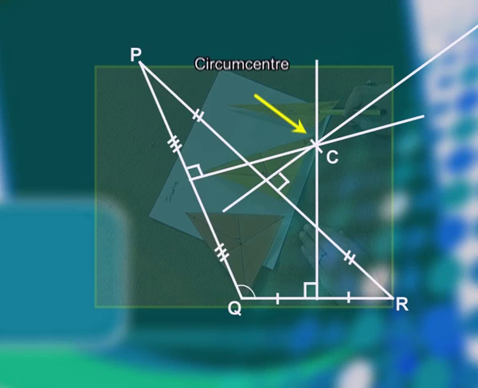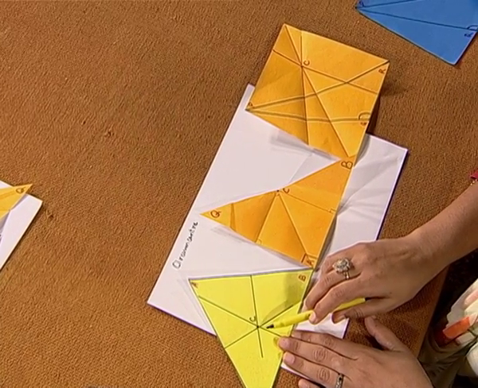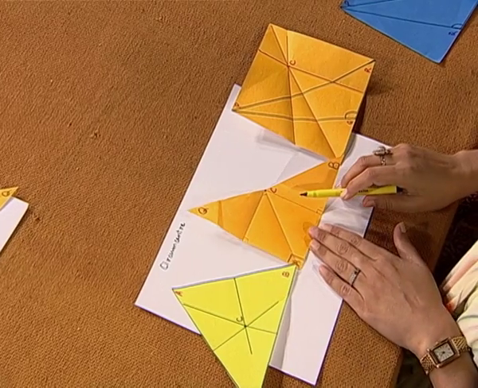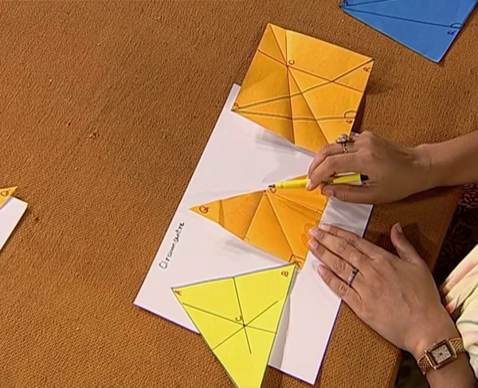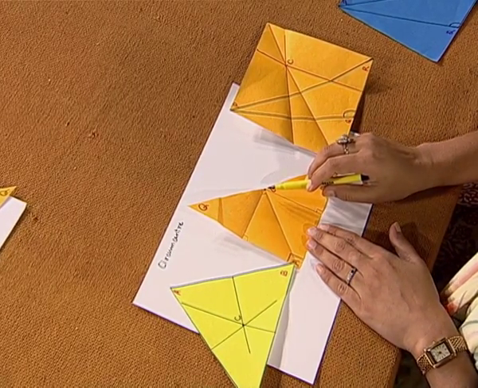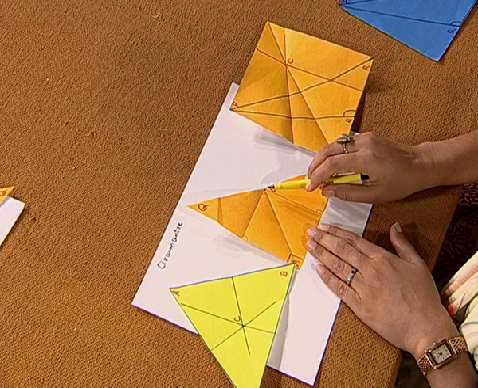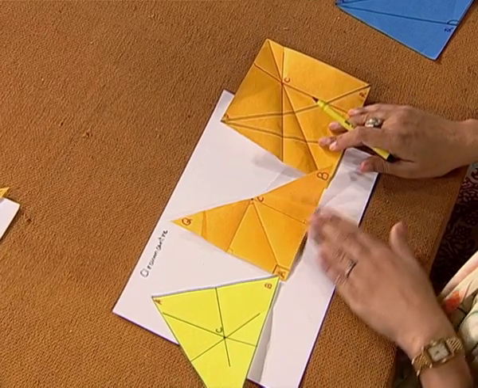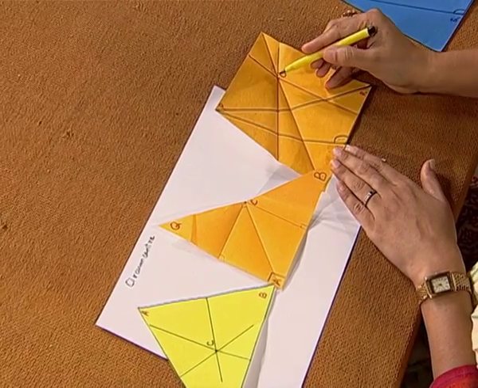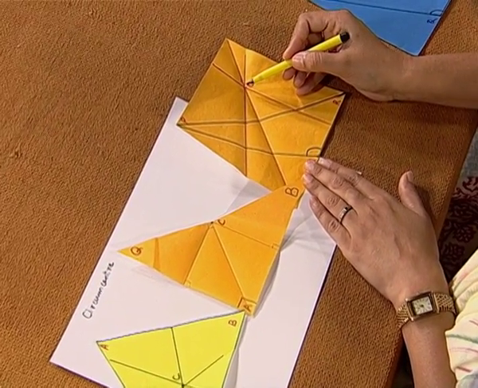So, we have seen that the circumcenter in an acute triangle lies inside the triangle. In a right triangle, it lies on the midpoint of the hypotenuse, which lies on the triangle, and in an obtuse triangle, it lies outside the triangle. Now, we will see the position of orthocenter in various types of triangles.